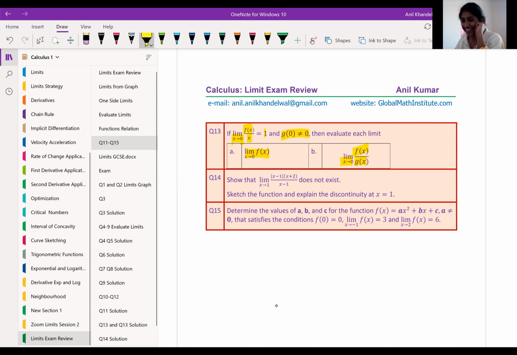It is 0. Because the limit of f of x is 0 and g of x is not 0. Let it be some value, 1 or 2 or 3. 0 divided by 3 is 0. Got it, right? Tricky again.